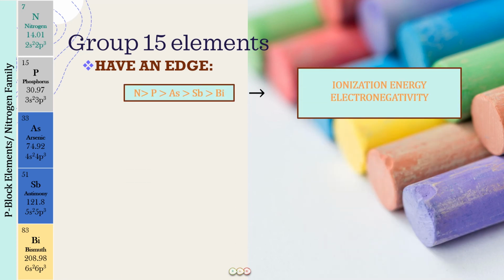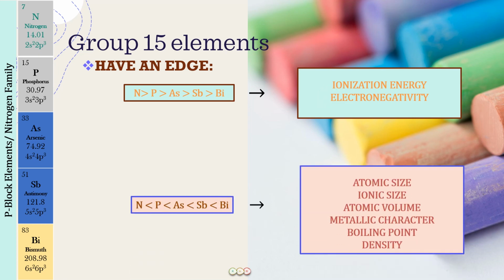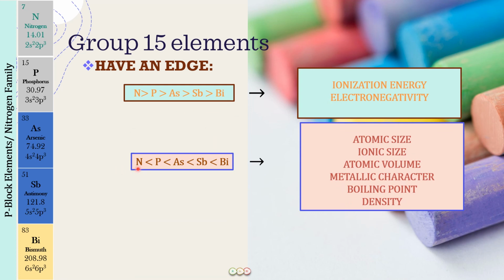What we can see over here is that properties like ionization energy and electronegativity are maximum for nitrogen because it has the smallest size, and as we go down the group, the size increases, the ionization enthalpy decreases, and the electronegativity also decreases. So nitrogen will have the maximum, and down the group bismuth will have the least values for ionization energy and electronegativity. This is what we learned in the last lecture. Next, we have the values for which nitrogen has the least value and, continuing down the group, bismuth has the highest values: atomic size, ionic size, and atomic volume, which we learned in the last lecture.